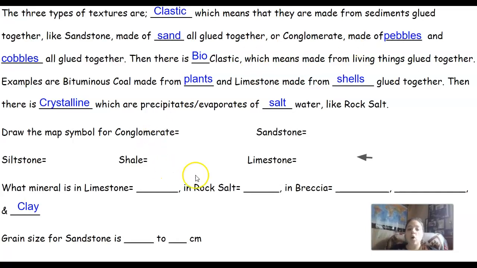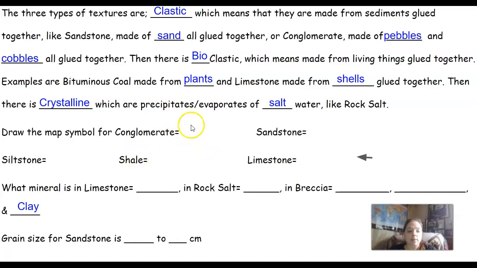All right? So you have map symbols. First off, you have textures right here. You have grain size. Grain size is also very important. You can see that in the grain size, composition, what it's made of, comments. It'll give you little hints and tips of what's in there, how it's formed. You have the names, and then, of course, you have the map symbols, very important.